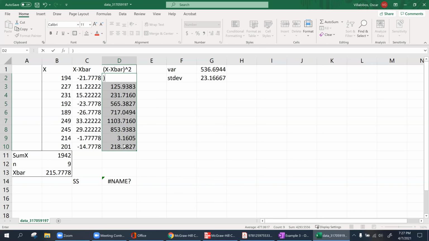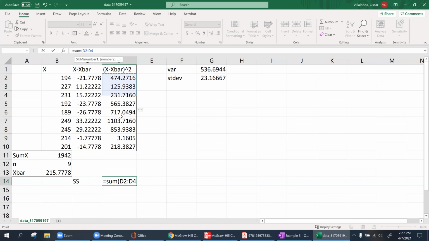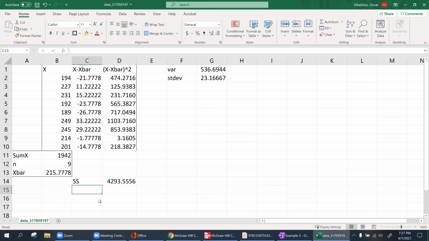Ooh, what did I do? Ooh, no, escape. If you ever accidentally press something and it's not letting you exit out, it's stuck on that equation, press the escape button and it'll take you out of that. So my sum of squares is that. My degrees of freedom is n minus 1, which is 8.